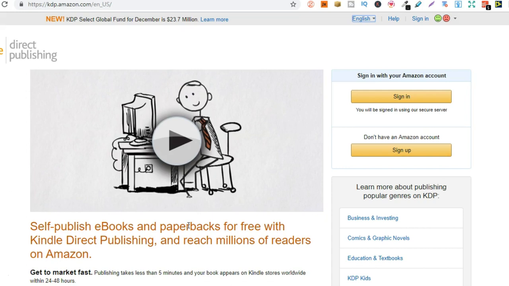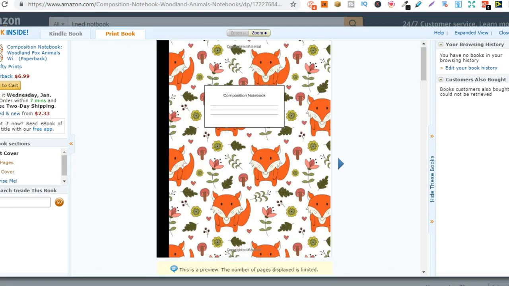So you can create these low content books, which are notebooks, sketchbooks, planners. There's so many different low content books that you can publish on Amazon KDP. Then every time that sells, Amazon will send you royalties and take care of everything. So what do I mean by a low content book?